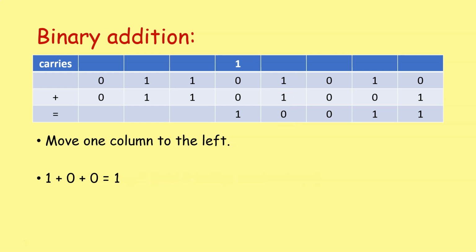Now we have 1 plus 0 plus 0. Obviously, that's just going to give us 1. Move one column to the left. Again, we've got this 1 plus 1, which gives us 0. Carry 1 to the next column.